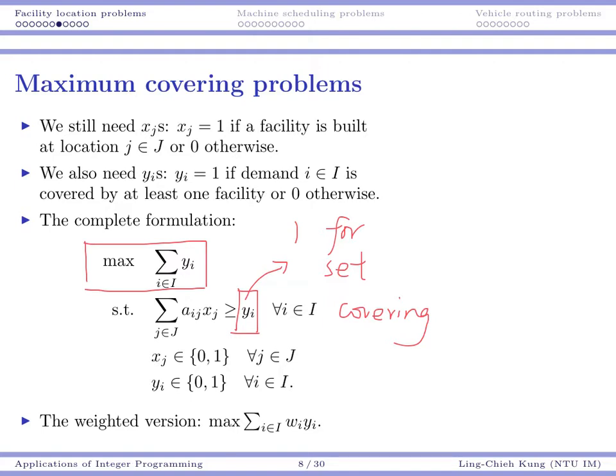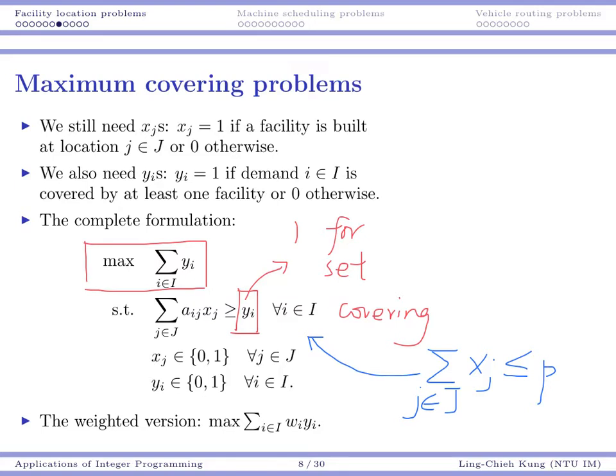Oh, but there is a constraint that is missing here. For this particular problem, the reason that you cannot cover all the demands is because the sum of your total facilities built can be at most P. So with this restriction, the problem gets harder.